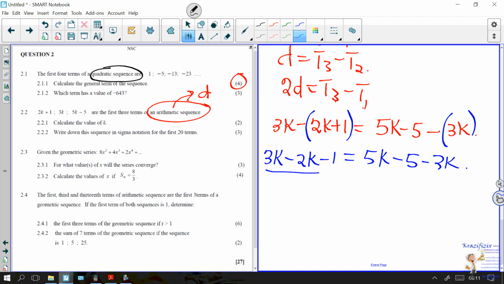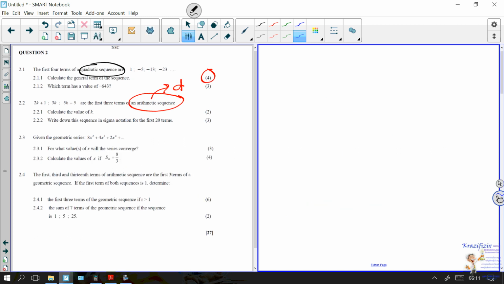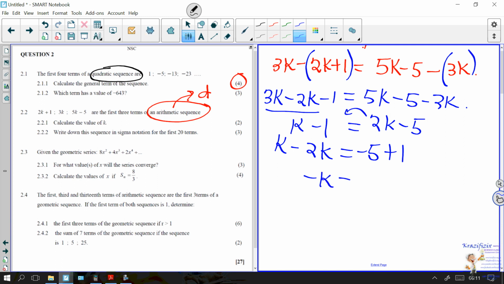All right, this would give me what? K minus 1 equals what? 2k minus 5. Now, if I bring this here, I have k minus 2k equals minus 5 plus 1. Minus k equals 1 minus 5, which would give me minus 4. Therefore, k equals 4. All right, awesome. 2 marks.